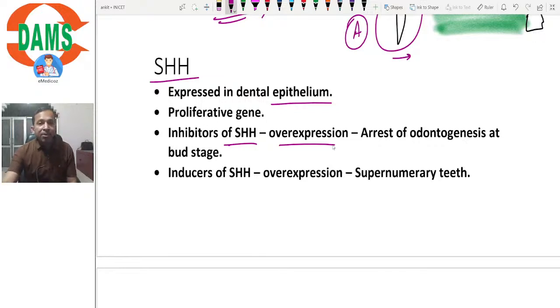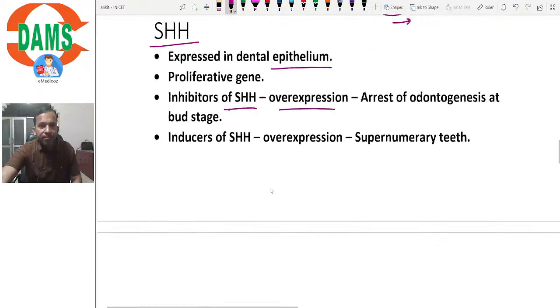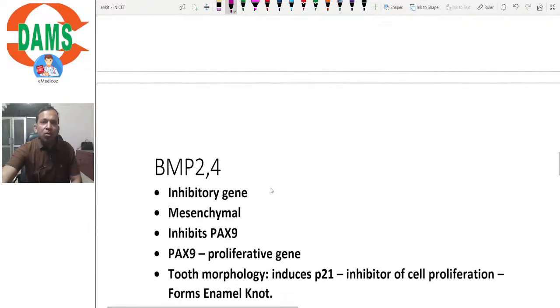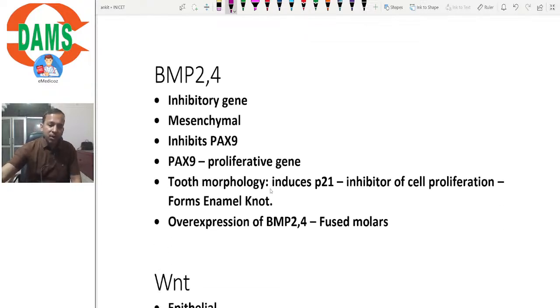If the inhibitors of SHH are overexpressed, because SHH is proliferative, right? So if its inhibitors are in excess number, then SHH would be downregulated, and if it is downregulated, you will have oligodontia, hypodontia, right? And if SHH is induced in greater number, then there will be supernumerarity. तो कोई भी प्रोलिफरेटिव जीन हो, ज्यादा हुआ तो सुपरन्यूमररी, कम हुआ तो ओलिगोडोंटिया, or hypodontia. ठीक है, BMP2 and 4.